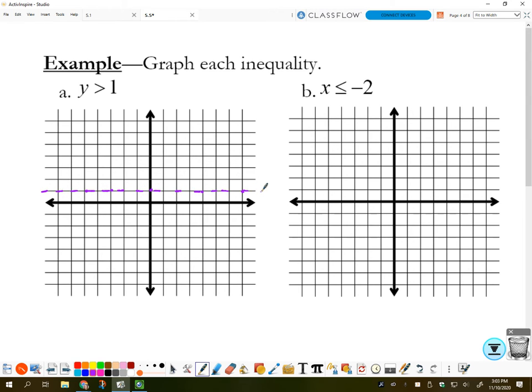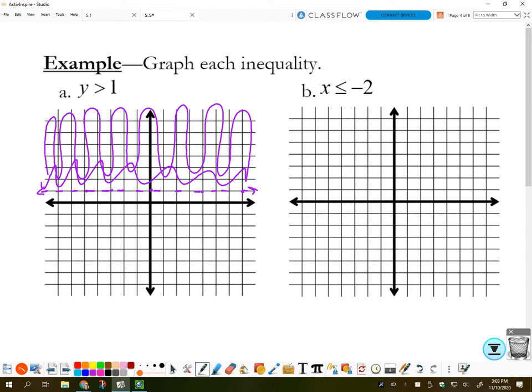Because the line is not a part of the solution. We just get up to the line. And we want anything that's greater than that, so we want the stuff above it. Now when you shade, you should probably color and not scribble, but it's really hard to color on this board, so I just scribbled. Alright, so here we have x is -2.